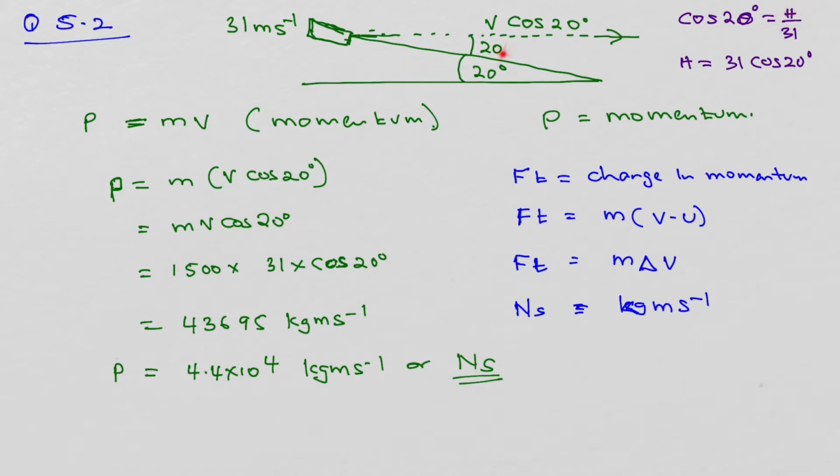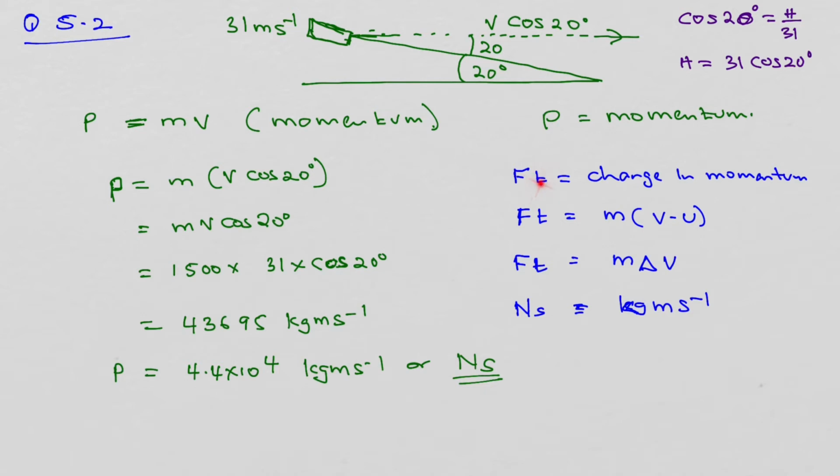The adjacent is the horizontal velocity that we're looking for, and 31 is the hypotenuse. So cross multiply by 31, we get h equals 31 cos 20. This is your v, which is 31. So that will be 31 cos 20 times the mass, because momentum is mass times velocity, and that will be equal to 43695 kilogram meters per second, which is 4.4 times 10 to the power 4 kilogram meters per second.